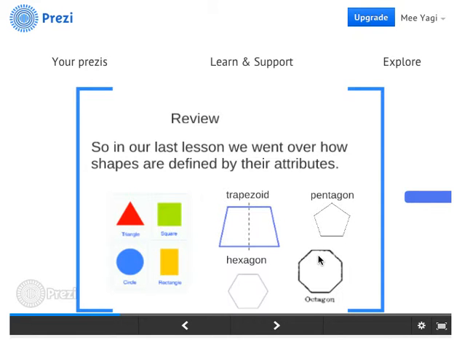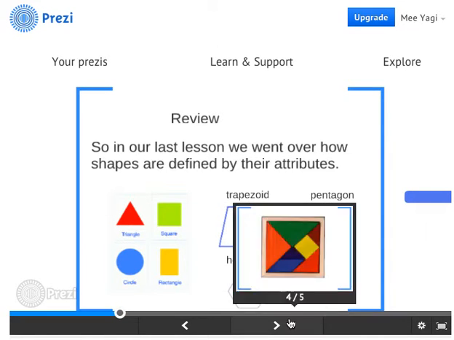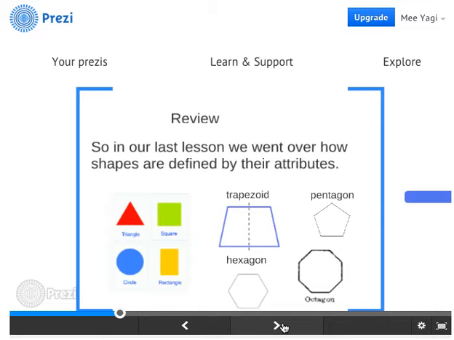Some other shapes that we can clearly define by its attributes are a pentagon, a hexagon, and an octagon. We always know that pentagons have 5 sides, hexagons have 6 sides, and octagons have 8 sides. So let's move on.